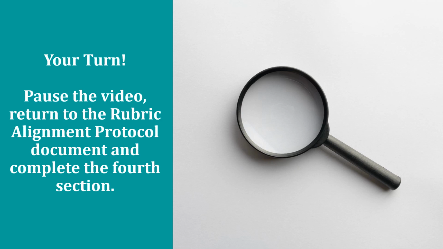Now it's your turn. Pause the video and return to the Rubric Alignment Protocol document and complete the fourth section related to observable indicators. Review each indicator in your district-created rubric and determine whether it aligns to domains 2 or 3. These indicators will be considered observable, and your district will report ratings during data validation.